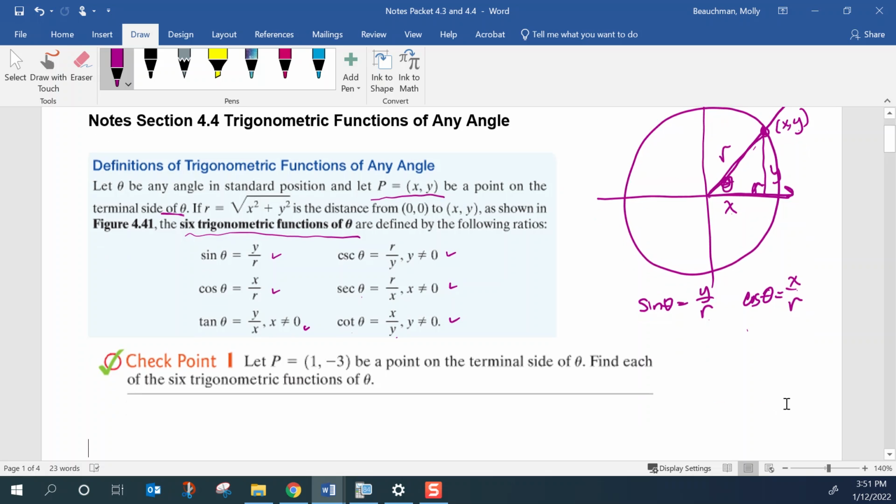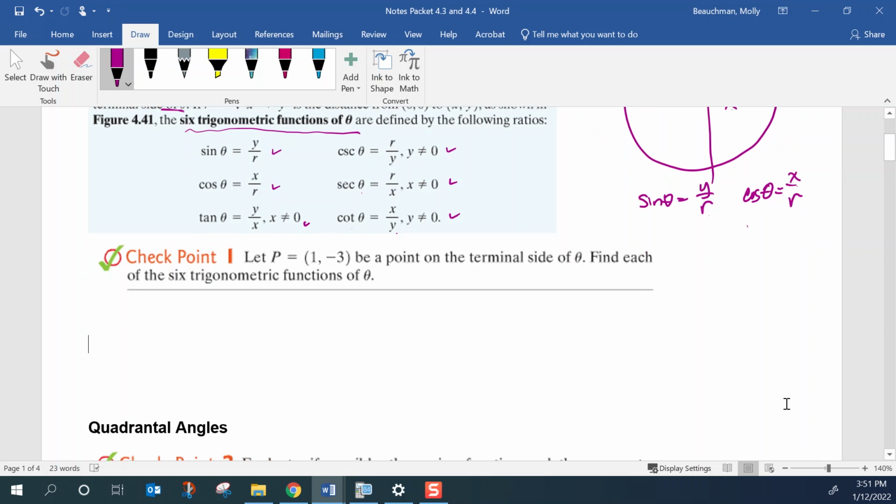All right, so let's take a look at an example. Our first example says, let our point P equal (1, -3). So let me graph that point, (1, -3). And let's say that's a point on the terminal side of an angle. So our angle would start in standard position and rotate. So here's our angle. And this is the coordinate (1, -3).